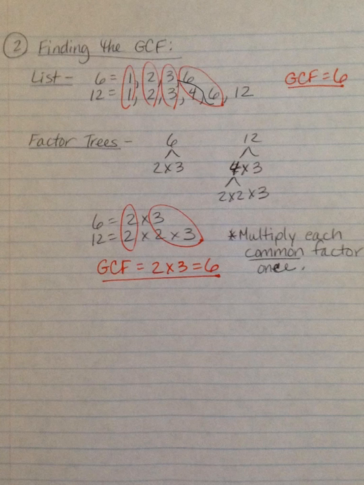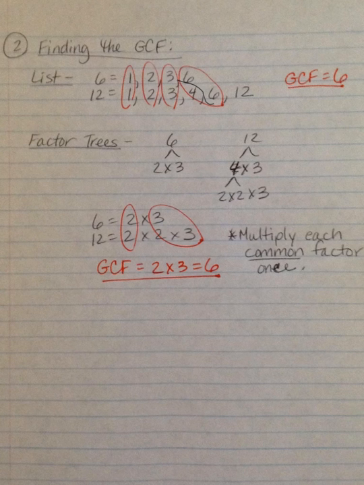So then I look at those circled factors. Those are my common factors, and I just look for the largest one. So the largest one is 6. The largest factor is 6. So my greatest common factor, or my GCF, is 6. And that's really review from the last time. Now, we talked about factor trees in the last box.